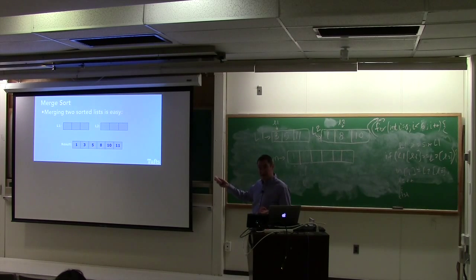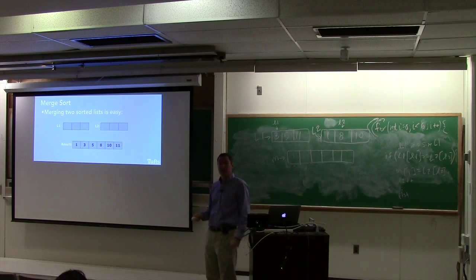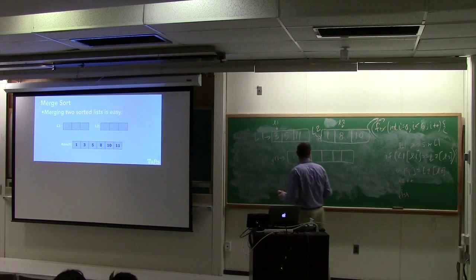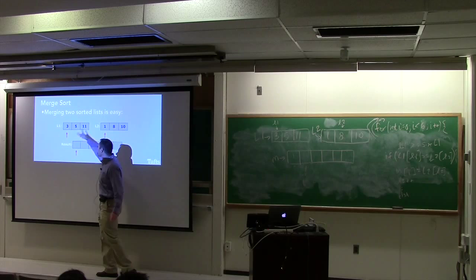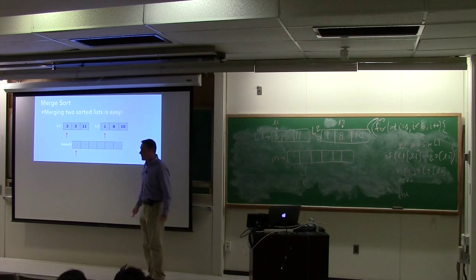OK, so everybody kind of gets the idea of how we're going to do a merge if we have two lists that are separate. Now, how do we get two lists that are already sorted? Because that's the point, right? We've got to have two lists to merge. Let's say this was one big array, 3, 5, 11, 1, 8, 10. How do you get to a point where there are lists that are already sorted? What do you think?